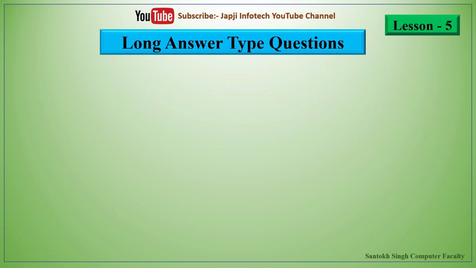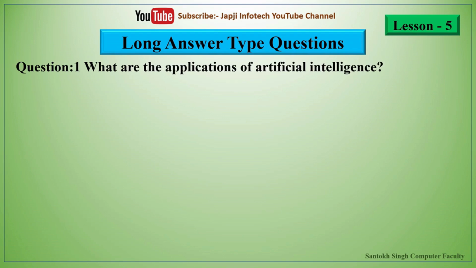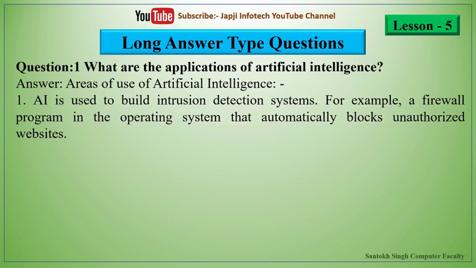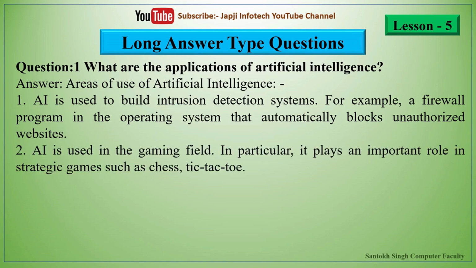So now we will learn about long answer questions. The first question is, what are the applications of artificial intelligence? The areas of use of artificial intelligence are, first, AI is used to build intrusion detection systems. For example, a firewall program in the operating system that automatically blocks unauthorized websites. The second one is, AI is used in the gaming field. In particular, it plays an important role in strategic games such as chess and tic-tac-toe.